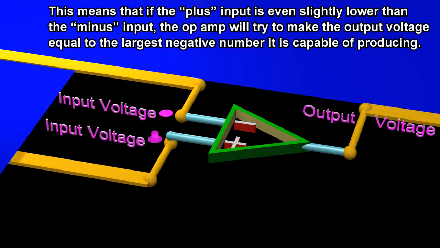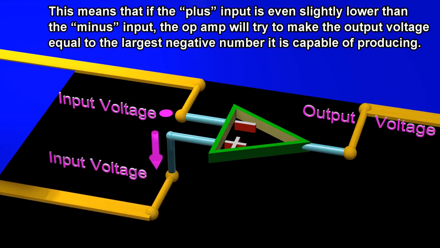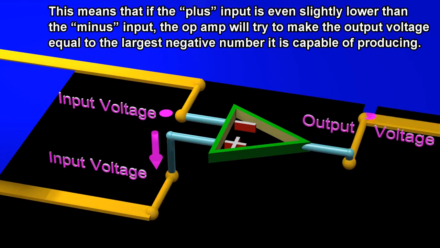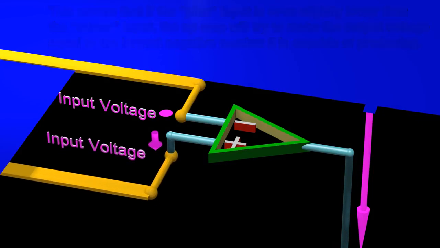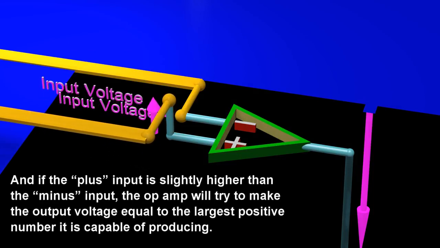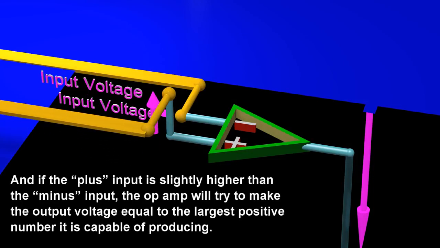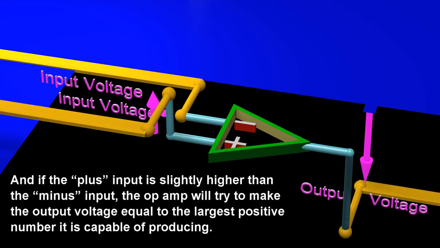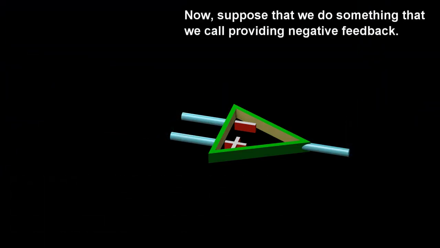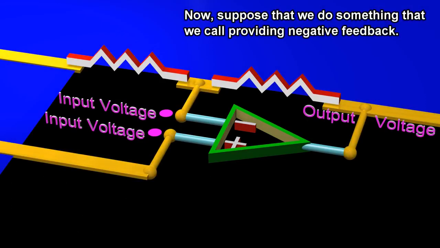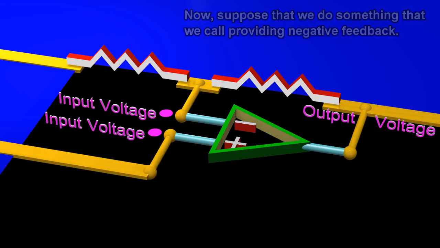If the non-inverting input is negative, the output is also negative. If the non-inverting input is positive, then the output is also positive. So we know that when the non-inverting input decreases, the output also decreases, and when it increases, the output also increases.